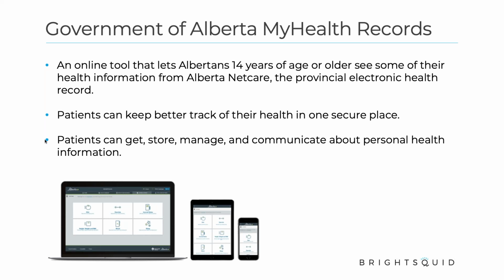So the government of Alberta MyHealth records system is an online tool that lets Albertans 14 years or older access some of their health information from Alberta Netcare. That's the system that collects and stores all of your health information around immunizations, test results, any diagnostic imaging, that kind of stuff that clinics can use to access your information. Now, not all of your patient record is stored there, so you wouldn't see notes from appointments, that kind of thing. But let's look at what you can do.